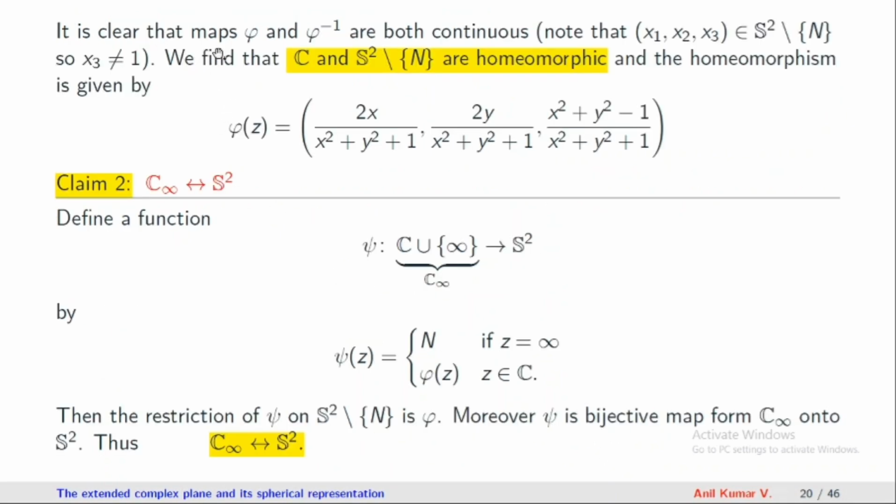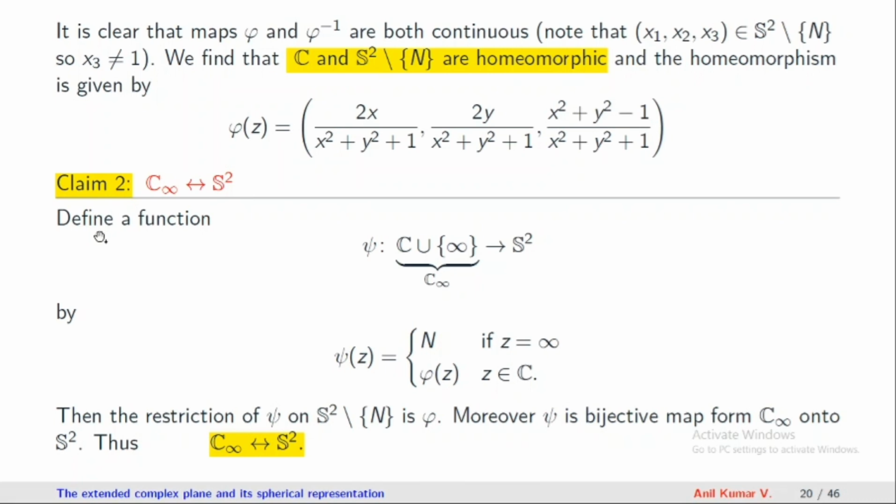So it is obvious that the functions phi and phi inverse are both continuous. Thus we find that C and S2 minus N are homeomorphic, and the homeomorphism is given by this formula. Next we claim that there is a one-to-one correspondence between the set of all points in the extended plane C infinity and the sphere S2.